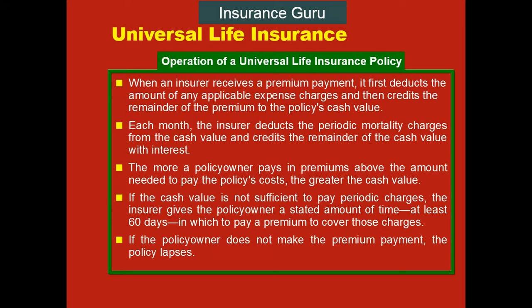Each month, the insurer deducts the periodic monthly mortality charge from the cash value and credits the remaining cash value with interest. The more a cash value policy owner pays in premium above the amount needed to pay the policy's cost, the greater the cash value.